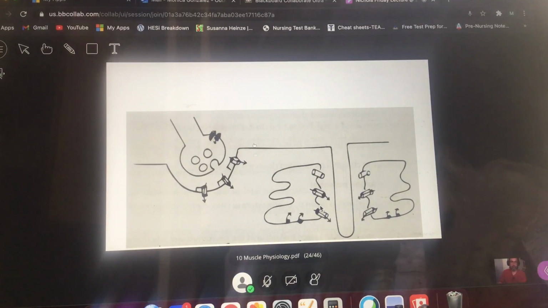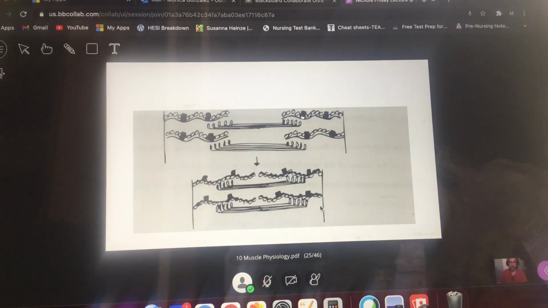Sodium comes in at the motor end plate, causing a chain reaction of sodium in, sodium in, sodium in, down the T-tubule, calcium out into the sarcolemma. Calcium binds to troponin. Troponin bends and contracts and pulls tropomyosin out of the way. So now myosin can attach to actin and start the contraction.